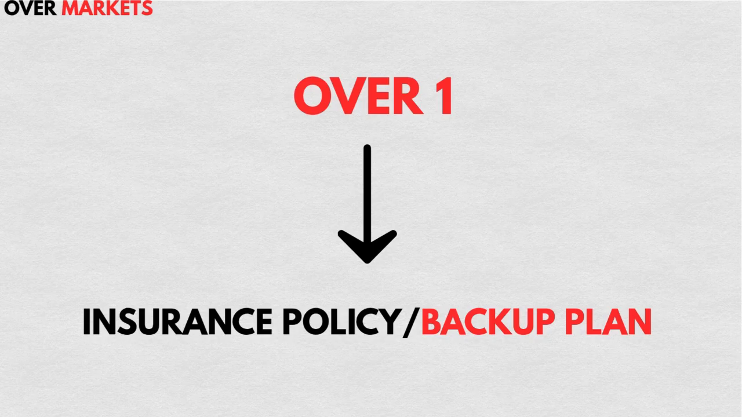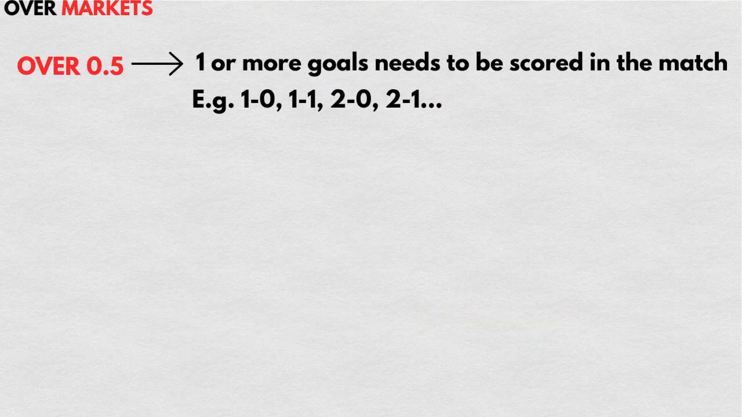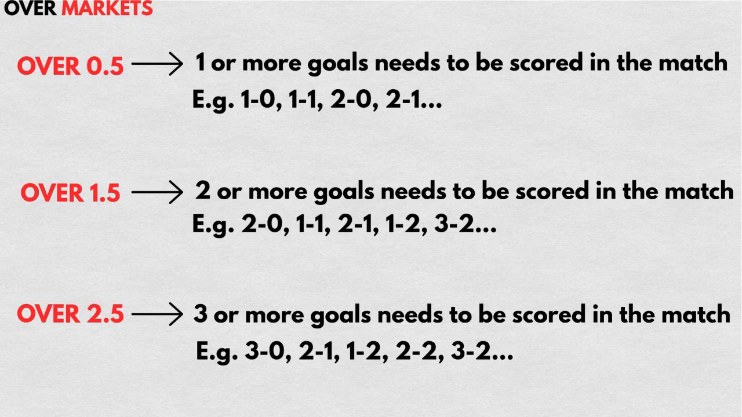Now here's an example. Over 0.5 means one or more goals needs to be scored in the match for your ticket to win. Over 1.5 means two or more goals needs to be scored in the match for your ticket to win. Over 2.5 means three or more goals needs to be scored in the match for your ticket to win. It doesn't matter what team scores these goals as long as the sum of these goals matches your option.